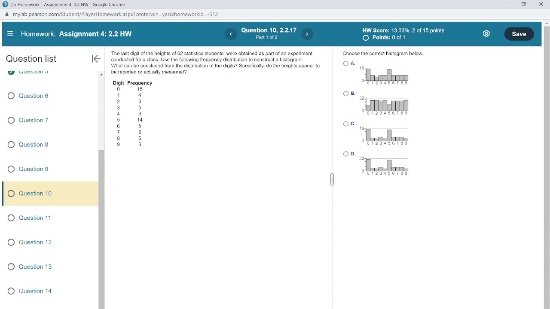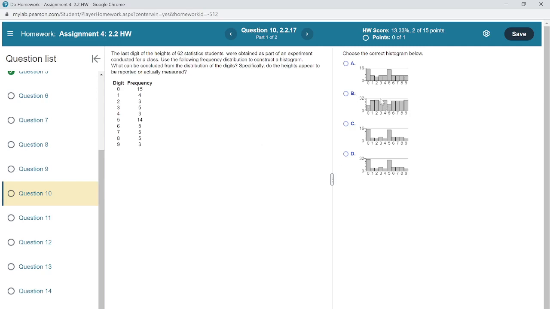Now use the following frequency distribution to construct a histogram. So now you have to choose: for the last digit 0, the frequency is 15, for 1 the frequency is 4, for 5 the frequency is 14. So 15, 4, 3, 5, 3, 14. You have to match this information here. As I can see, for 0 and 5 the frequencies are higher, 15 and 14. So B does not look right.